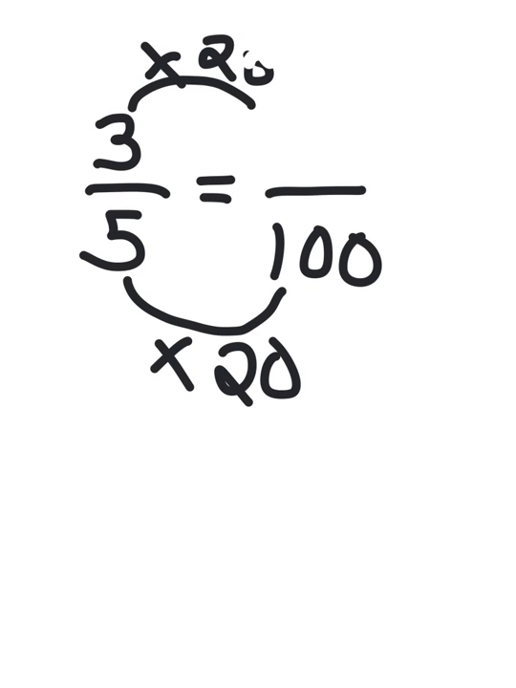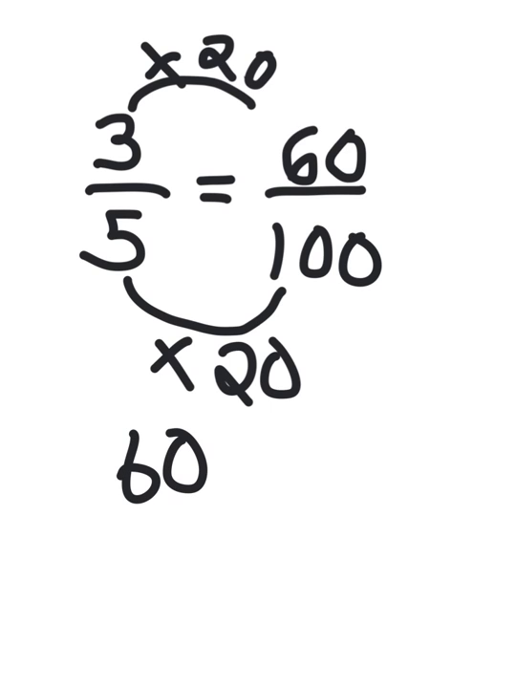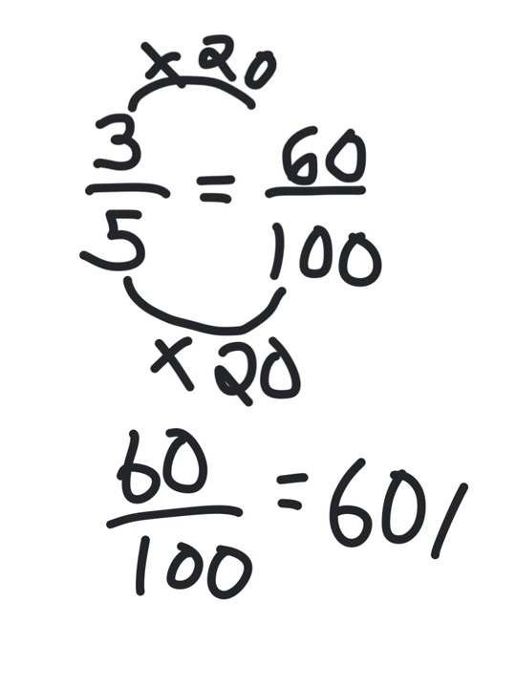Let me erase that. Clean that up a little bit. All right, so that's a 20. 3 times 20. Well, I know 3 times 2 is 6. And just bring that 0 down and add it to it. So 3 times 20 is 60. This is pretty easy. 60 over 100. Remember, percent is per 100, so that's 60 out of 100. So that would be 60%.